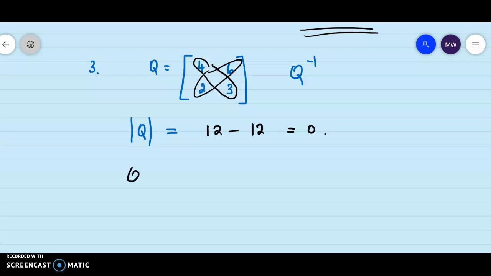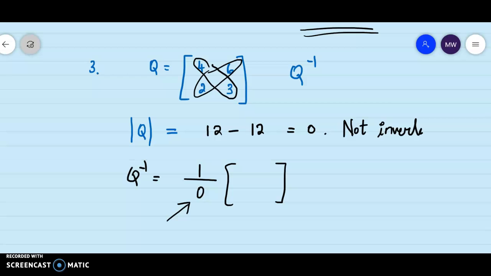So that means when I find Q inverse, I have to do 1 over the determinant of Q, which is 0, with the matrix. Since there is a 0 in the denominator of a fraction, it will be undefined. So we have to say that this matrix is not invertible. We are not able to find its inverse, not invertible.